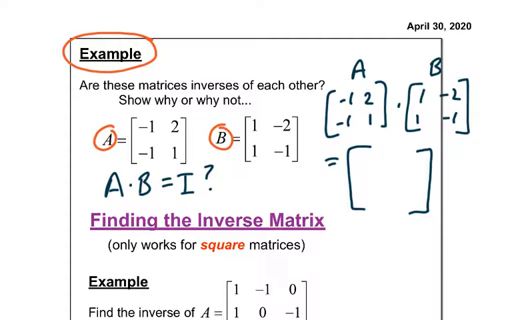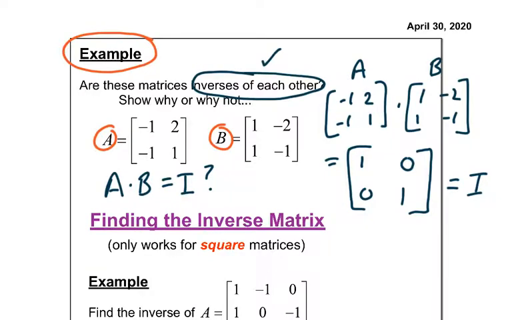Okay, if I take the rows on the left and the columns on the right, my top left one should be -1 plus 2, on the top right, I should get 2 plus a -2. This is looking promising. On the bottom left, I should get -1 plus 1. And on the bottom right, I should get 2 plus a -1. And there it is. That's our friend, the I or identity matrix. So are they inverses of each other? Yes, they are, because A times B gave us the identity matrix.